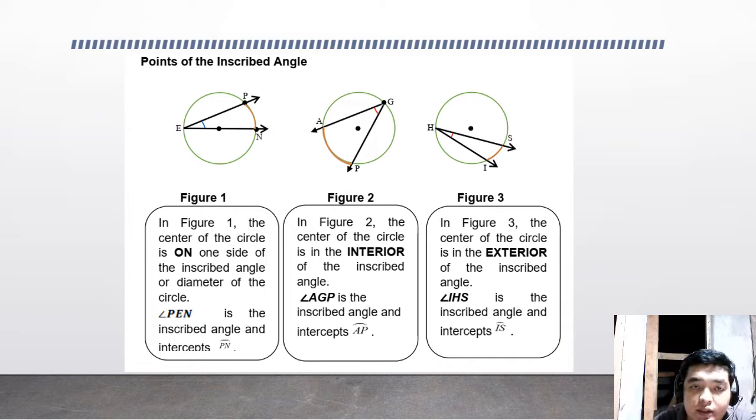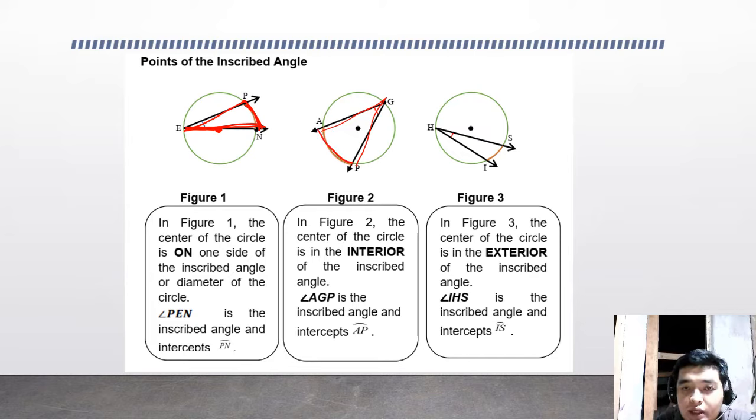Positions of the inscribed angle. In figure 1, the center of the circle is on the side of the inscribed angle, or on the diameter of the circle. So angle PEN is the inscribed angle, and it intercepts the arc PN. Meaning this is the diameter, since this is the center. In figure 2, the center of the circle is in the interior of the inscribed angle. So angle AGP is the inscribed angle and intercepts arc AP.